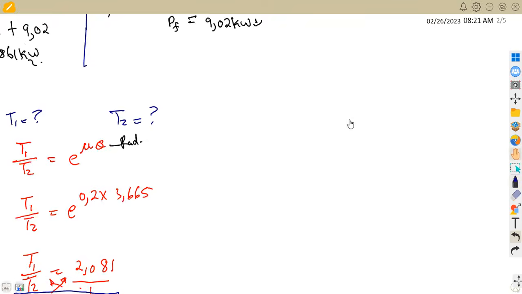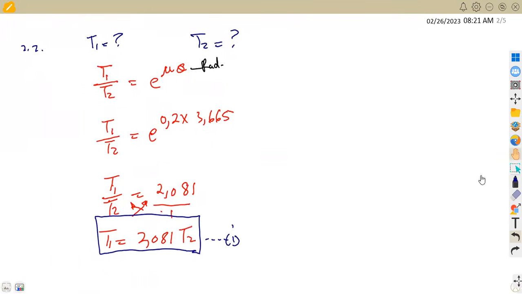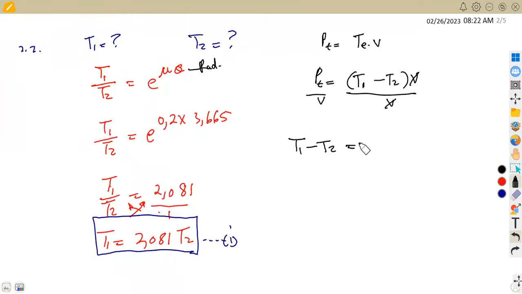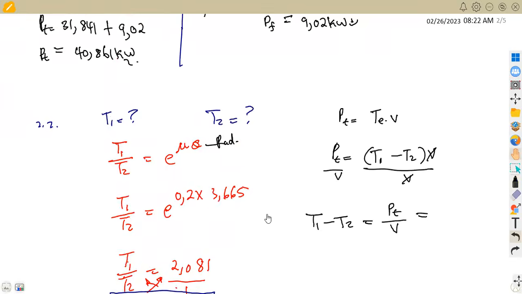Remember that there is this formula, so I'm just going to write it aside so that we can understand what I'm trying to say. The total power is equivalent to TE times velocity, whereby TE is the effective tension, which represents the difference between T1 and T2. That's (T1 - T2) times velocity. So that means we can have another expression for T1 and T2. If we divide by V both sides, T1 minus T2 can be given as PT over V, where PT is the total power, the one that we obtained.